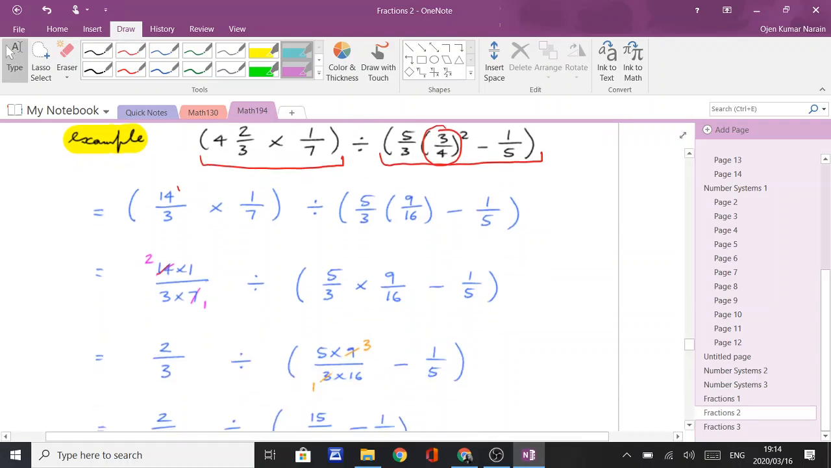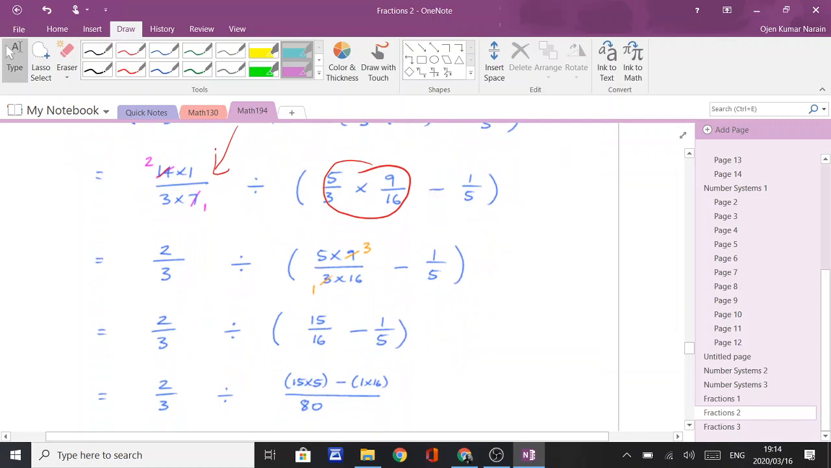So 14 times 1 divided by 3 times 7. So that bracket becomes that. And in the second bracket, we have 5/3 times 9 over 16 minus 1/5. So we can multiply that and remove any common terms there. So in 9, we have 3, and in 3 we have 1, 3 there. So that's 15 over 16 minus 1/5.